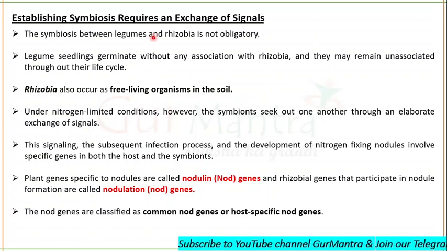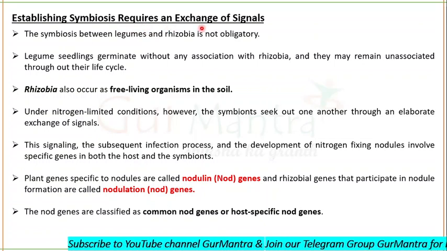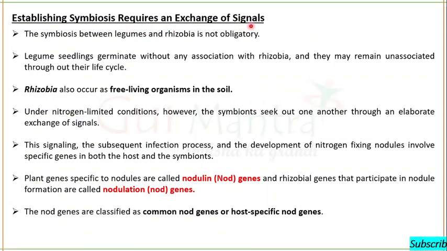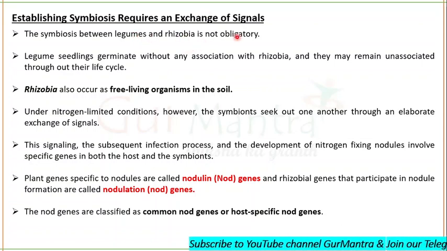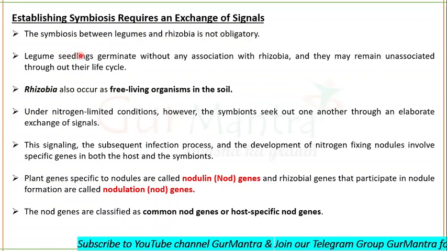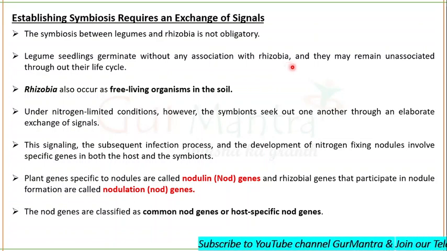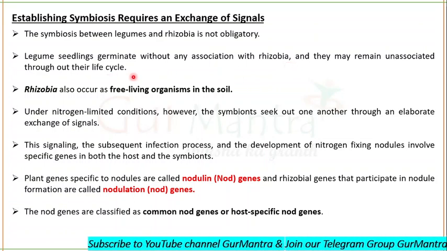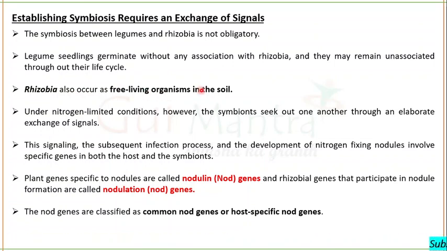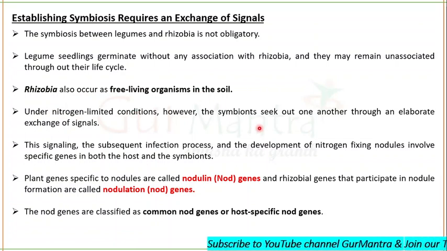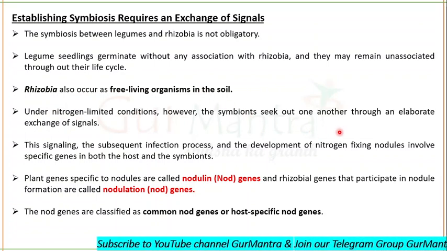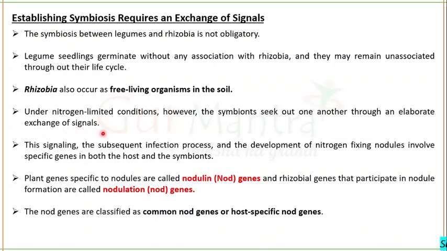Establishing symbiosis will require exchange of signals. As I already told you, symbiosis between rhizobium and legumes is not obligatory. Legume seedlings can germinate without any association with rhizobium. They do not require any rhizobium. They can easily germinate and can remain without association throughout their life. Even rhizobium can live freely in the soil. But when nitrogen is limited, then both of these symbionts seek each other through an elaborate exchange of signals.